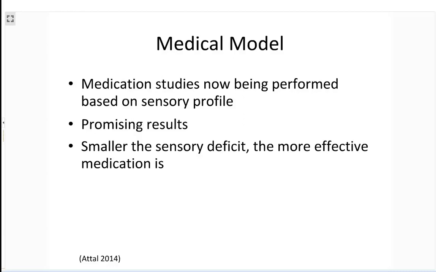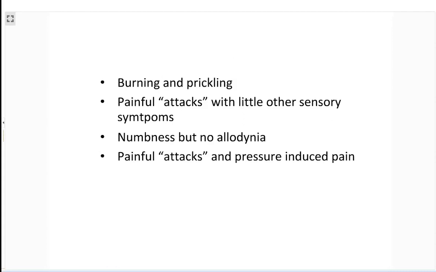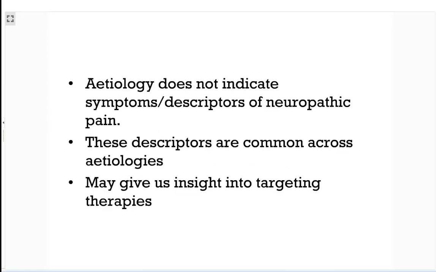So what we are finding, what's certainly being reported in the Daniel et al. work, is showing that basically the smaller the sensory deficit, the more effective that medication is, and this has been found particularly in Botox and pregabalin as well. So the groups they're looking at are these burning and prickling, these spontaneous attacks with little other sensory loss, numbness and allodynia, and these painful attacks with pressure-induced pain, and starting to look that perhaps medications may be more effective for one particular group than for another.